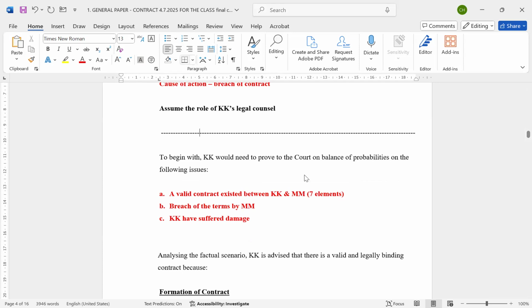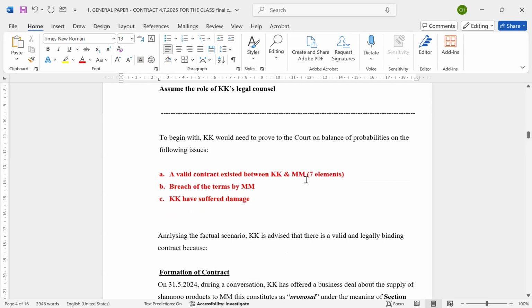Number one, there must be a contract between KK and MM. Okay, this is the first part. And then subsequently, there must be a breach of contractual terms by MM. And the third element would be KK has suffered damage due to the breach.